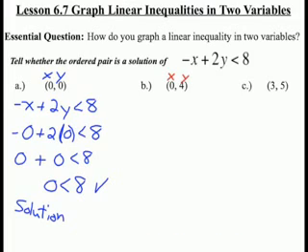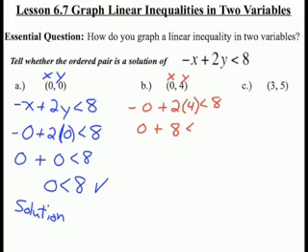Now we'll check the point 0, 4. 0 is x, 4 is y. So we substitute those into the original equation. So we have negative 0 plus 2 times 4 is less than 8. Well, negative 0 is 0, 2 times 4 is 8, 0 plus 8 is 8. 8 is less than 8. That is not a true statement. 8 is not less than 8. So this is not a solution.